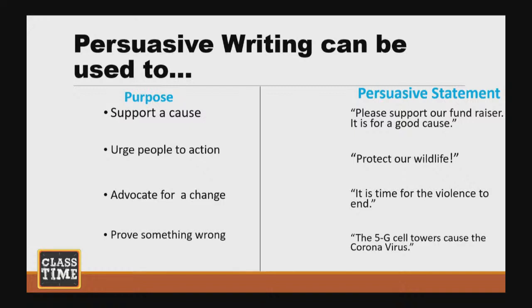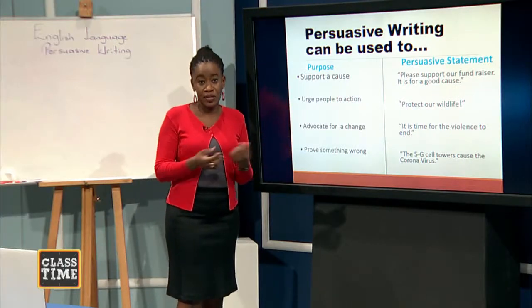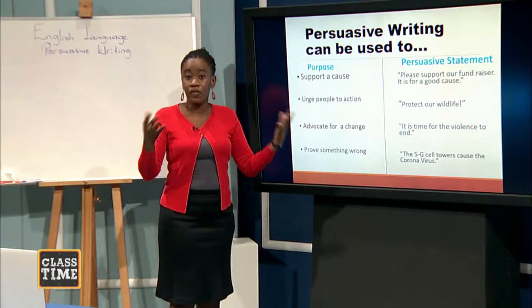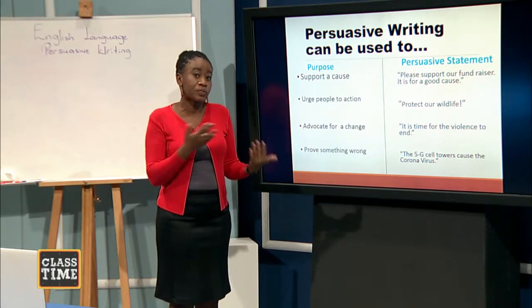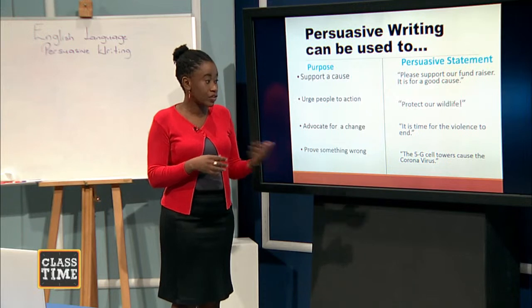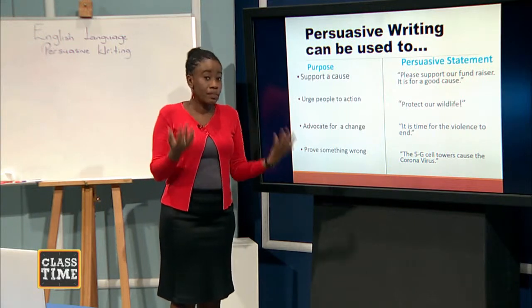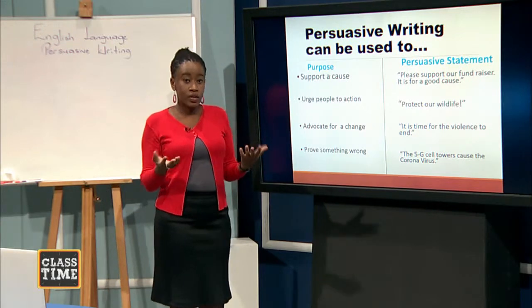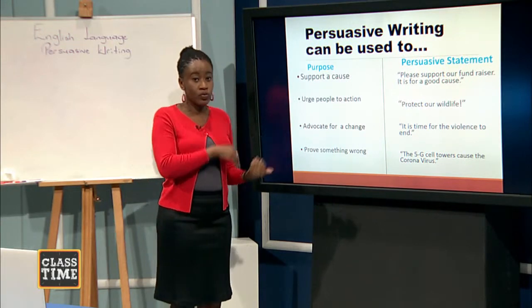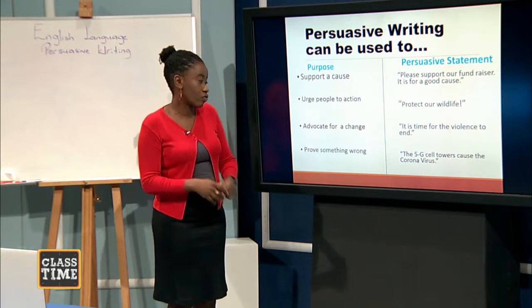We can also use persuasion to prove somebody wrong. I remember when, at the onset of the COVID virus in Jamaica, one of the biggest arguments was that it was the 5G cell towers that were contributing to the spread of the coronavirus. So arguments could be presented to prove that point wrong. The 5G towers caused the coronavirus. That is probably not the case, as scientists are now seeing. So we can use persuasion to either prove a point or to prove somebody wrong.